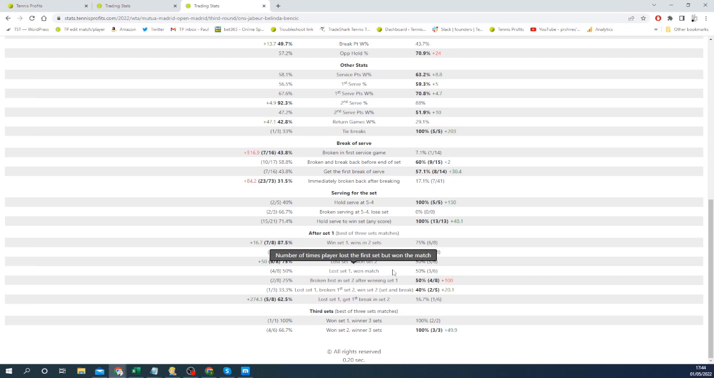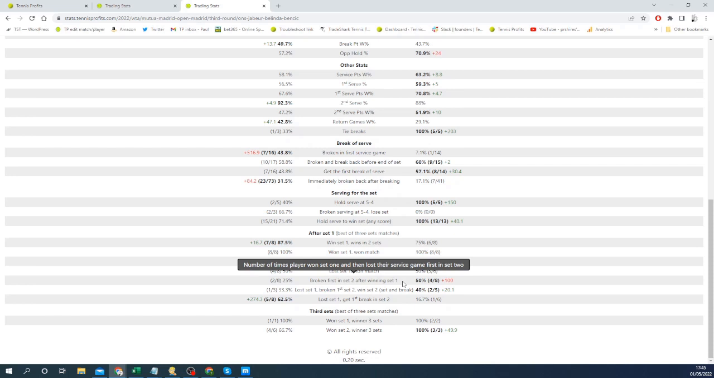How often do they lose the first set and win the match? 50% of the time, 3 out of 6 for Bencic, and 50%, 4 out of 8 for Jabeur. Broken first in set 2 after winning set 1: only 2 out of 8. Oh, stop. You should better turn those off. 2 out of 8 times for Jabeur that she is broken first in set 2.